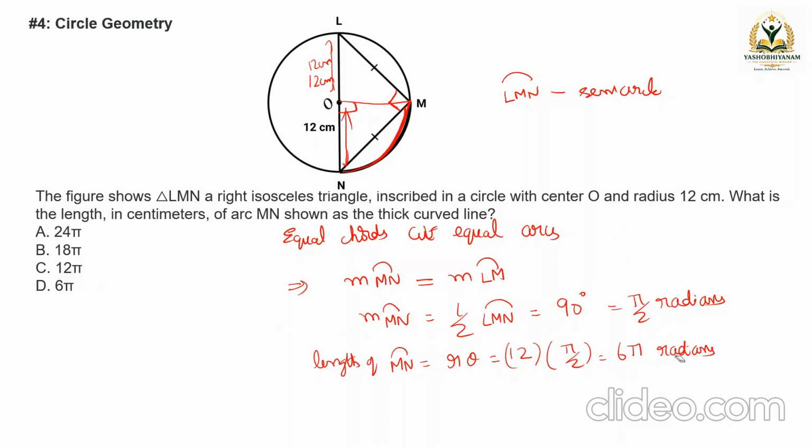If the angle is in radians, the length of the arc is measured in centimeters as per the question. So it has to be 6 pi.